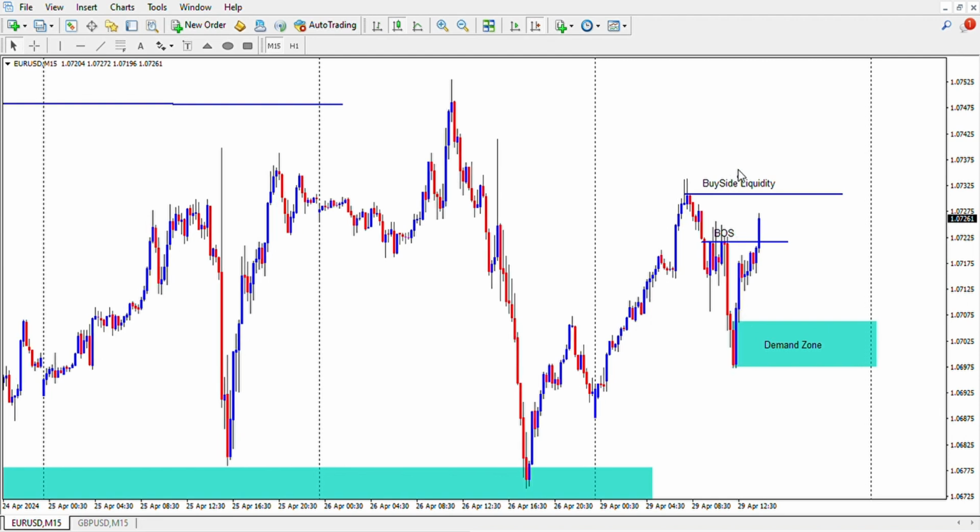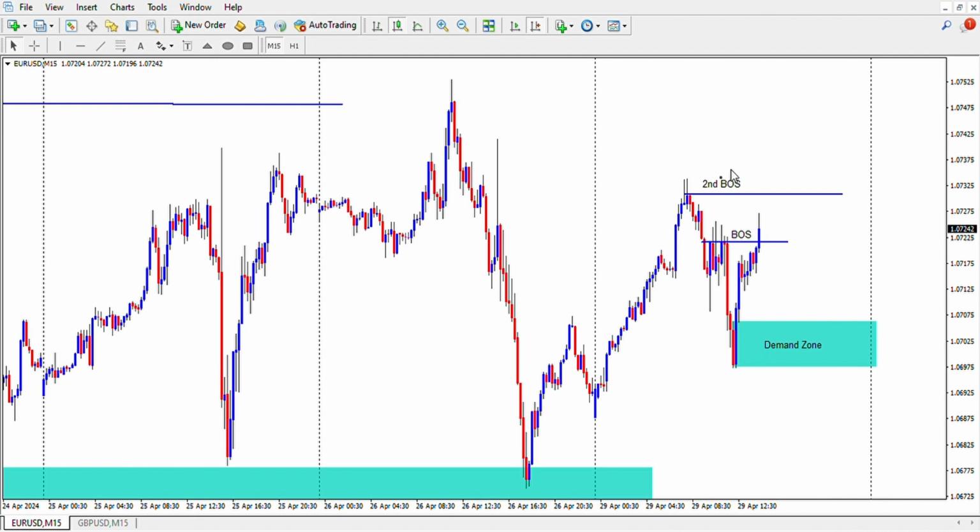But let's mark it as something else. Just mark it as break of structure. Let's mark it as break of structure too. If it breaks the structure, we're looking for this demand zone right here. So let's say second break of structure. Put it where you guys can see it.